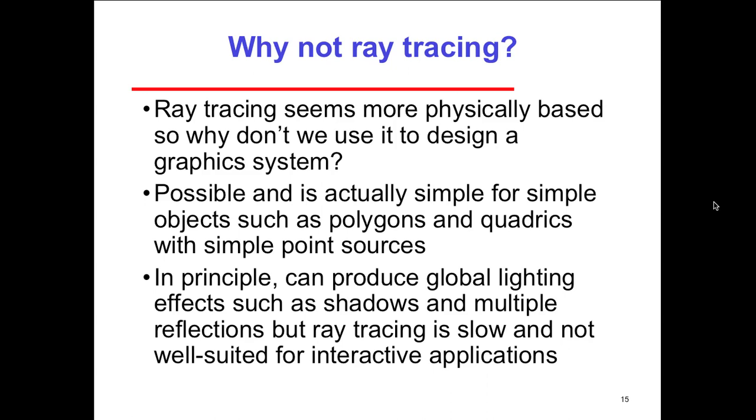So why not ray tracing? Ray tracing seems more physically based, so why don't we use it to design a graphics system? Possible. It's actually simple for quick objects such as polygons, quadratics, simple point sources. In principle, you can produce global lighting effects such as shadows and multiple reflections, but ray tracing is slow, not well suited for interactive applications.